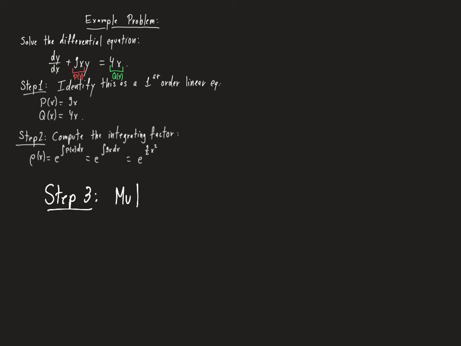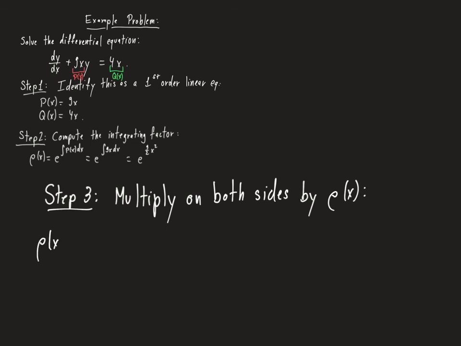Which is very simply, multiply on both sides by rho of x. And if we do this, we get rho of x times dy dx plus rho of x times 9xy is equal to rho of x times 4x. I'm going to simplify this, plug in the values of rho of x, but not quite yet.